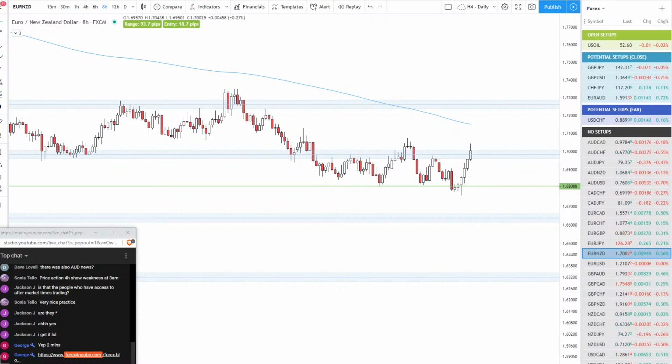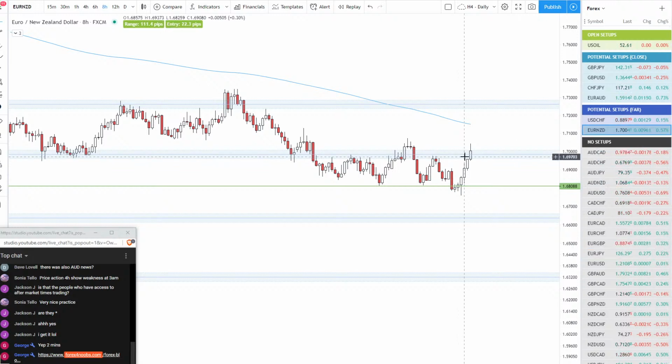This one's not a great one, but we do have a bit of a range forming here. I'll keep an eye for it, but the range is not complete yet. We need it to push all the way back down to the bottom of the range for a long from the bottom of the range.